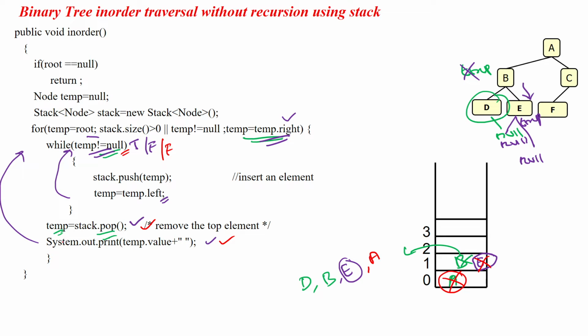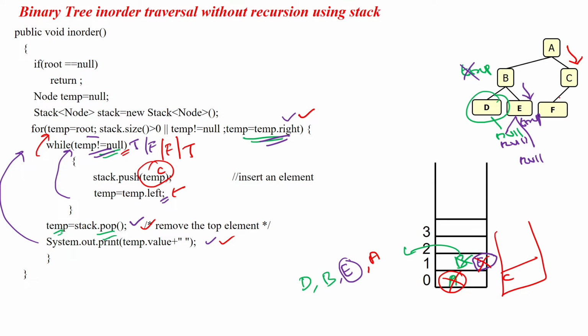So after printing, again the for loop is coming. So here temporary equal to temporary dot right. So a is the temporary as of now. Temporary dot right is c. So now temporary not equal to null is true. So that c is pushing into the stack. Then we are making the temporary equal to temporary dot left. So c is the temporary as of now.